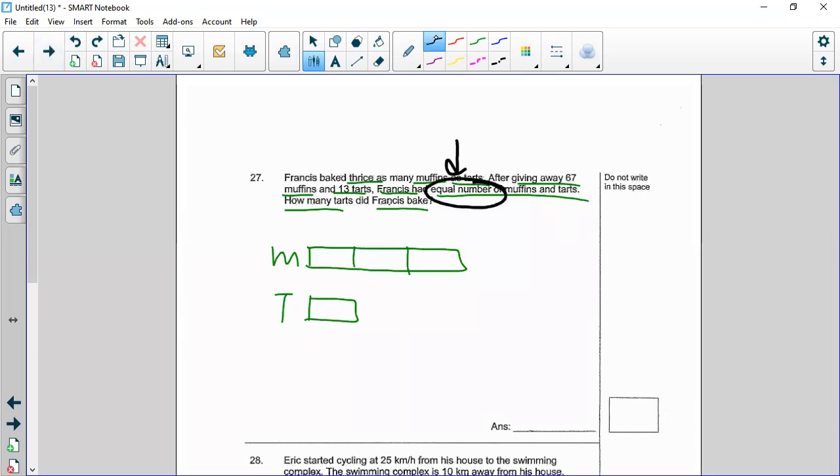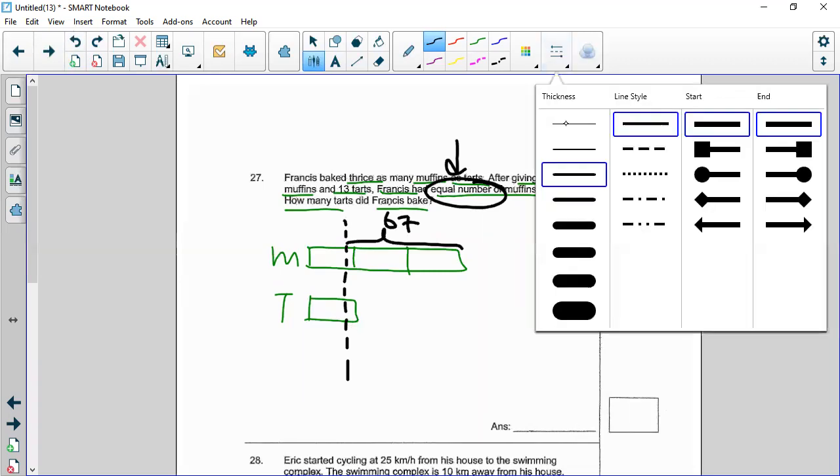There is something very important when you draw a model. If you see something equal to something, what must you have in your model? Dotted line. If you don't have a dotted line, you will not know how to continue to draw your model. So dotted line to show equal muffins and tarts left. So which means that this muffin must be given away, and this tarts, which is very tiny, will also be given away.